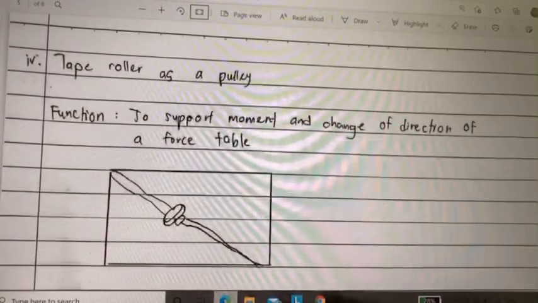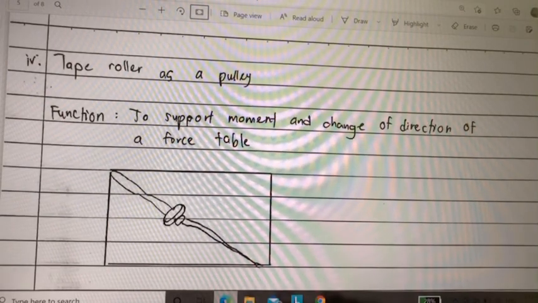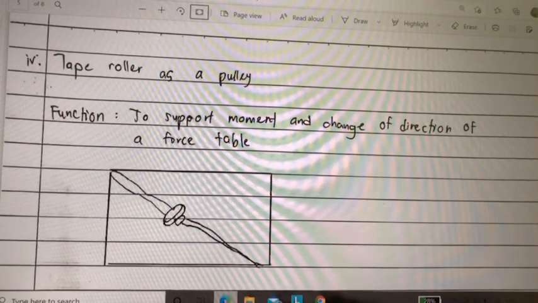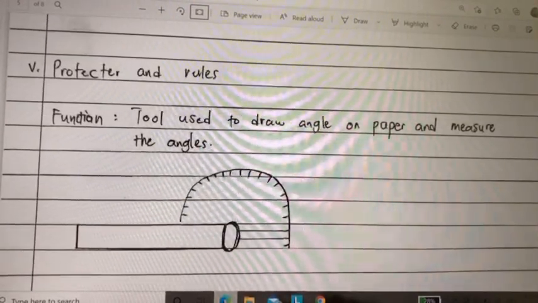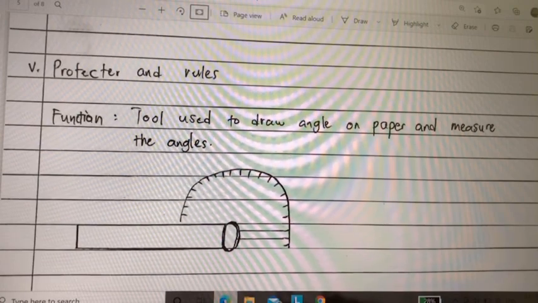Number 4, tape roller as a pulley. Function: to support movement and change of direction of a force table. Number 5, protractor and ruler. Function: tools used to draw an angle on paper and measure the angles.